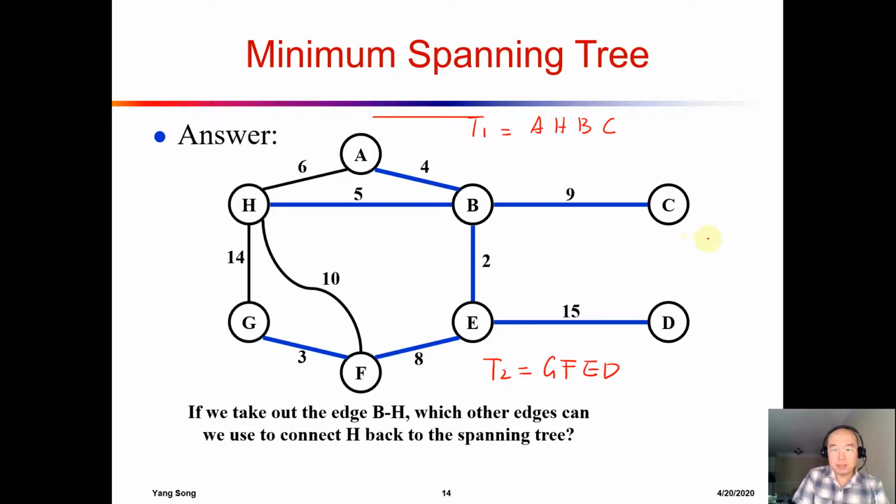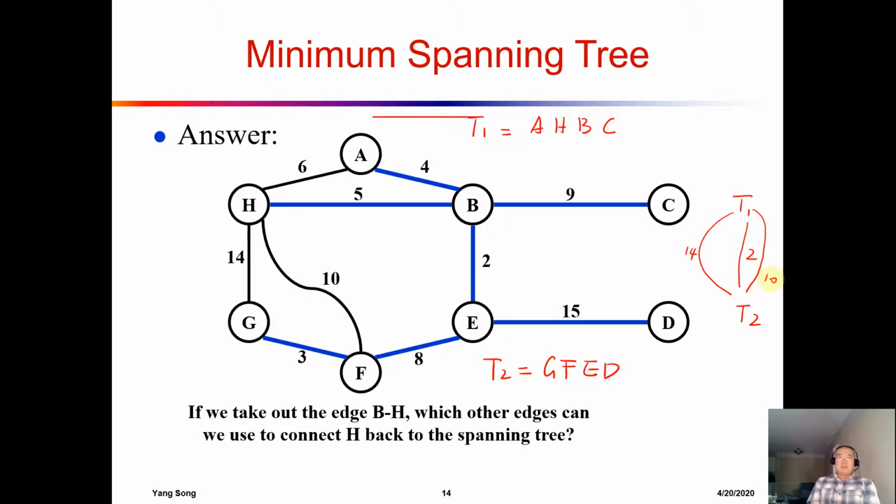And then from T1 and T2, there is a cost of 2, right? From B and E, there is a cost of 2. And then from H and G, there is a cost of 14. And then from H to F, that is a cost of 10.